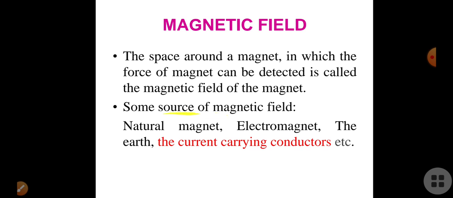Now, some sources of magnetic field. In our daily life, we find natural magnets, permanent magnets, and electromagnets. The Earth also has a good magnetic field, and so do current carrying conductors. So beta, in today's topic and in this chapter, we are going to study in detail this type of conductors which can act like a magnet.